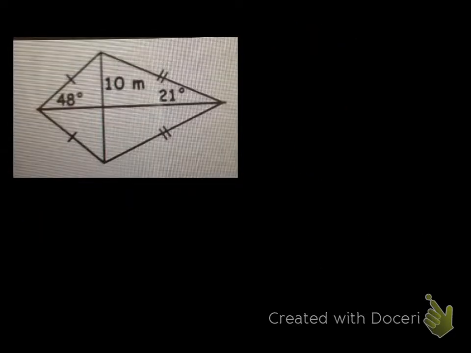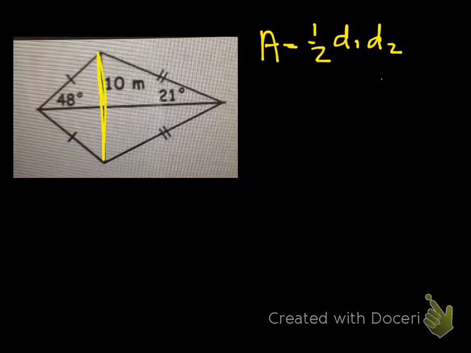Alright, here we go. We have a kite here. First of all, let's just talk about the area of a kite: area equals 1/2 diagonal 1 times diagonal 2. Look at what we have here. We know first of all that this diagonal has been bisected by this other diagonal, so both of those are 10, so we can just write down here that diagonal 1 is equal to 20, just to get that out of the way.